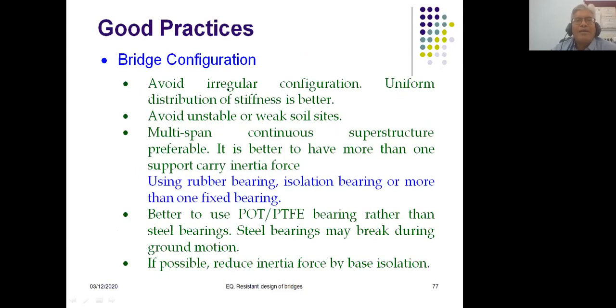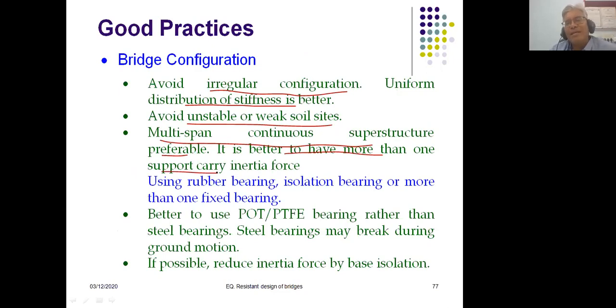These are some of the good practices for the earthquake resistant design of bridges: avoid irregular configuration, and uniform distribution of stiffness is better. Avoid unstable or weak soil sites. A multi-span continuous superstructure is preferable. It is better to have more than one support to carry the inertia force.